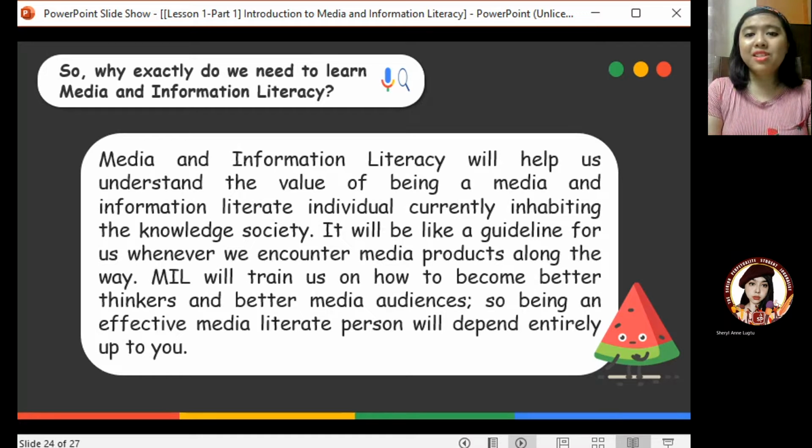Media and information literacy will help us understand the value of being a media and information literate individual currently inhabiting the knowledge society. So it will be like a guideline for us whenever we encounter media products along the way. And MIL will also train us on how to become better thinkers and better media audiences. So being an effective media literate person will depend entirely up to you.